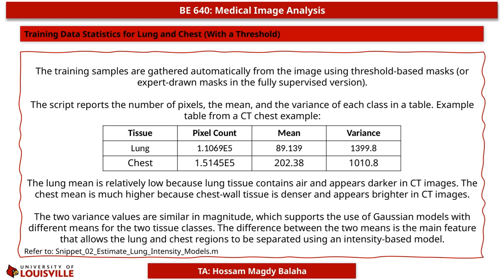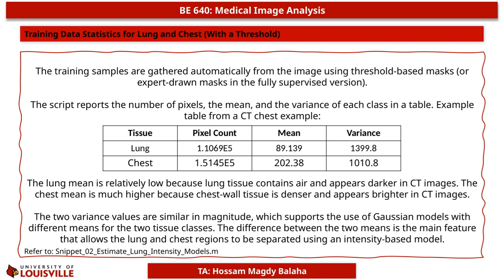The most important observation is the separation between the two means. The lung class contains about 110,690 pixels, with mean intensity of 89.139, while the chest class contains about 151,450 pixels, with a much higher mean of 202.38. This difference is expected because air-filled lung tissue appears darker in the CT image, whereas denser chest wall tissue appears brighter. The variances are relatively similar at 1,399.8 for lung and 1,010.8 for chest.